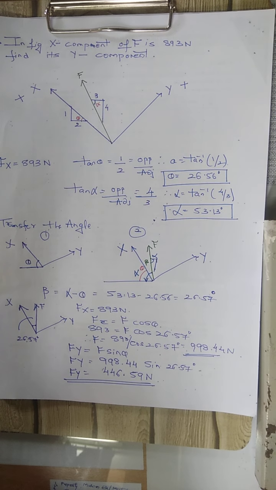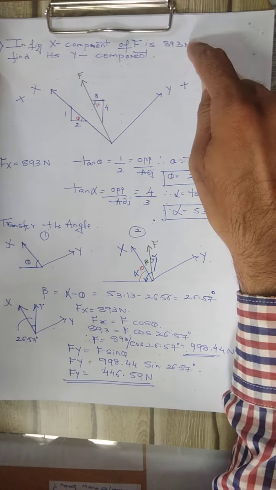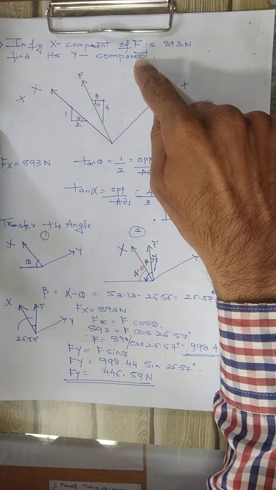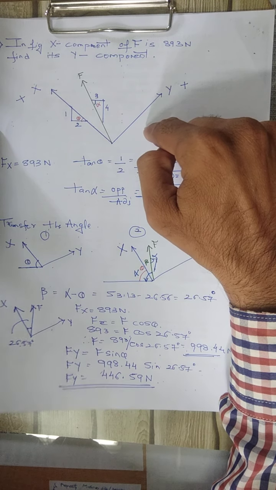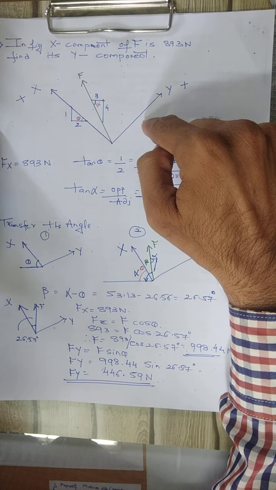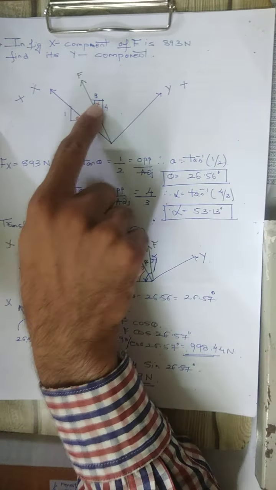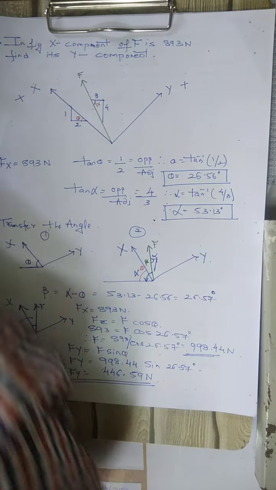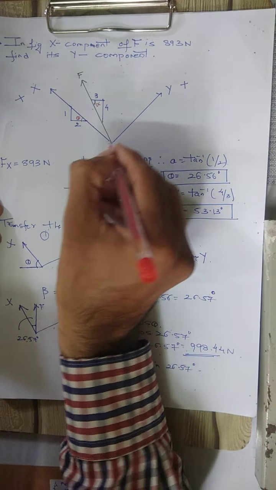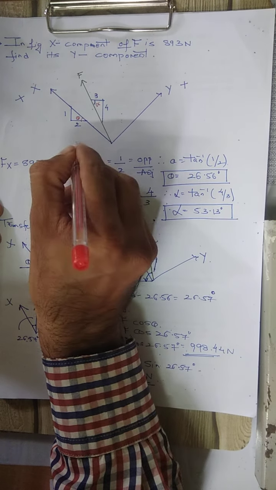In this problem the x component was given as 893 newtons, and with the help of this given data we have calculated the y component. The most important concept in today's problem was the transfer of angles: how these angles will be transferred. Here this angle has been transferred here, so I am drawing a figure for this.